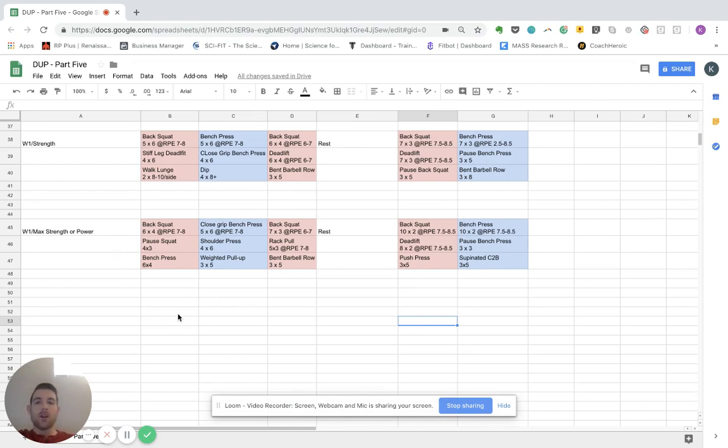So you can see here in our strength and power phase, we're following the same weekly outline where we have maybe our higher reps, more hypertrophy volume type work at the beginning of the week, power in the middle, and then finishing with our strength, or highest intensity, down here. And then we'd also have a rest day here on Sunday as well.